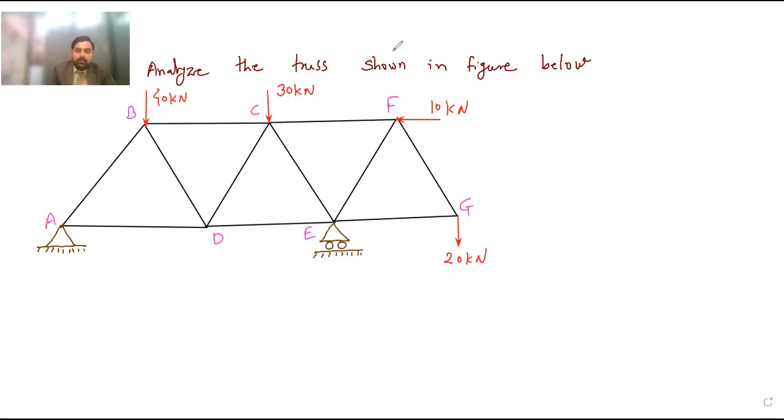Now one more thing is given, the dimensions. So I will write the dimensions. This is 3 meter. This D is also 3 meter. EG is also 3 meter. This is also 3 meter. This is also 3 meter. So these lengths are given as 3 meters.